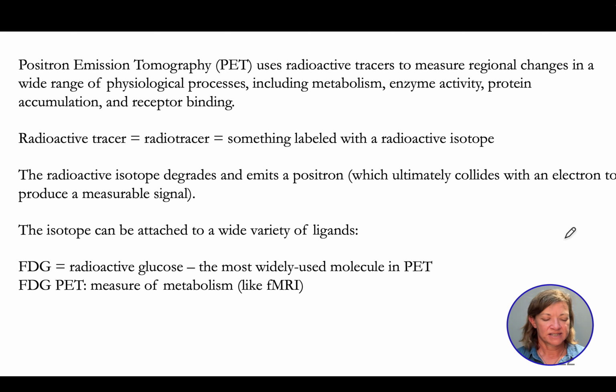The way this works is a radioactive tracer, or radiotracer, is something labeled with a radioactive isotope. And the isotope degrades and emits a positron, which ultimately collides with an electron, and that produces the measurable signal from PET. So it's degradation of a radioactive isotope in the brain that's creating the signal. The isotope can be attached to a whole variety of ligands. The most common is fluorodeoxyglucose, which is actually radioactive glucose. So if you see the abbreviation FDG, FDG PET is a measure of metabolism, similar to fMRI, different mechanism.